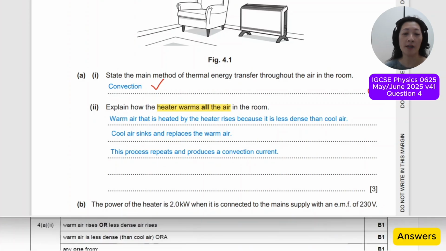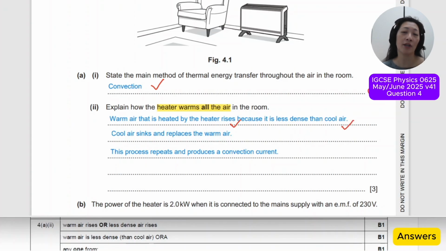We can see here first mark is given for mentioning that the warm air rises. Now if you had mentioned less dense air rises, they will also accept. So yes, warm air that is heated by the heater rises. And the reason for this is because warm air is less dense than cool air.